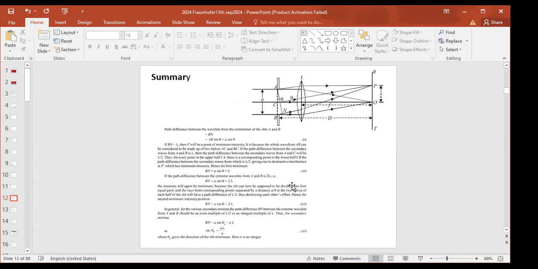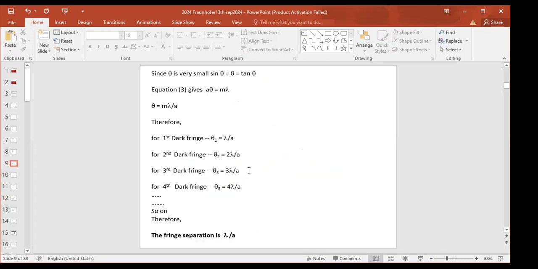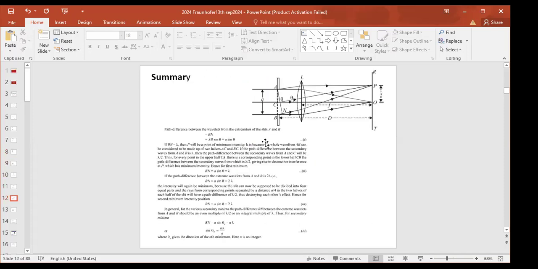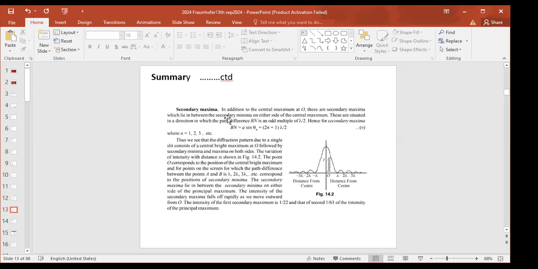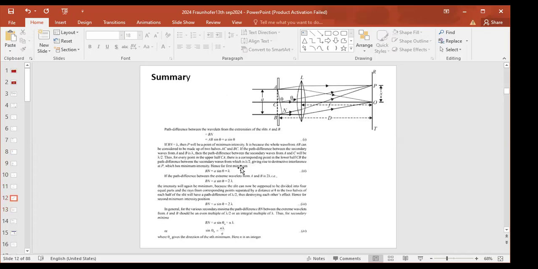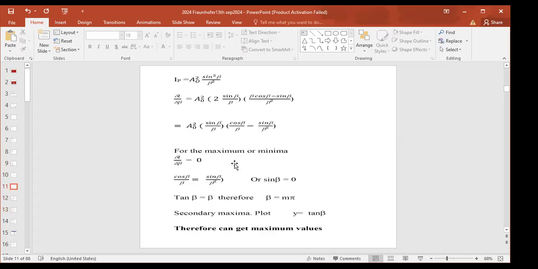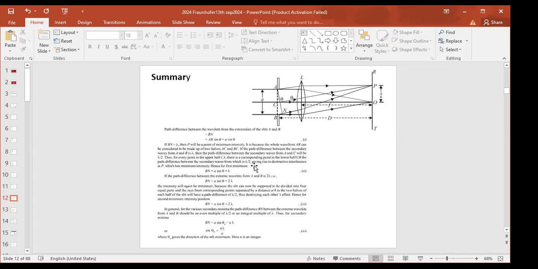So I put a summary again, and I got this text from a book. If somebody wants, you can simply read these things, but I have explained all of them here, everything. So this is the total summary, because here we have almost all the sentences. Therefore, I copied this one. If anybody wants, you can read it, but I already explained all these things.